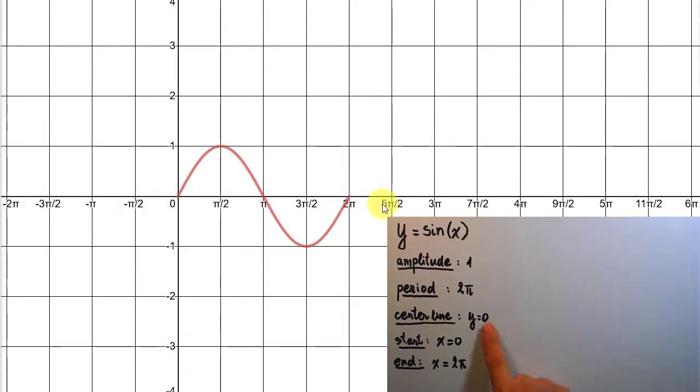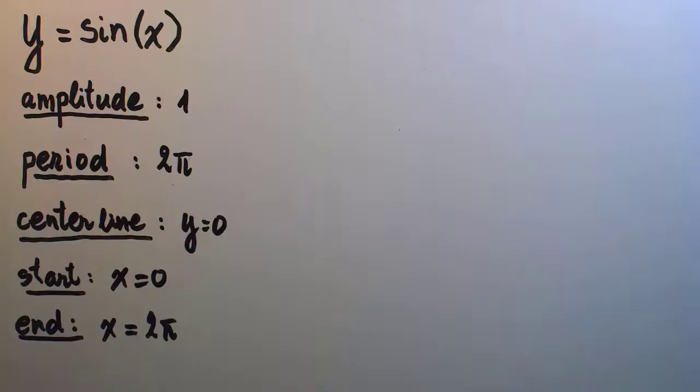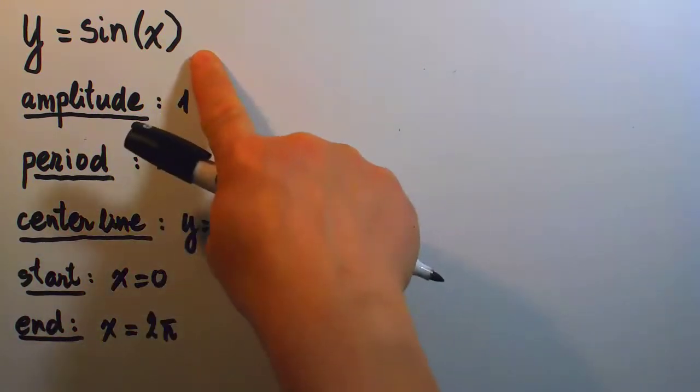So all that information is here. The start of this base unit is at x equals 0 on the x-axis. And this base unit ends at x equals 2 pi. And so that's all the highlighted information about the graph of the standard sine of x being listed here.